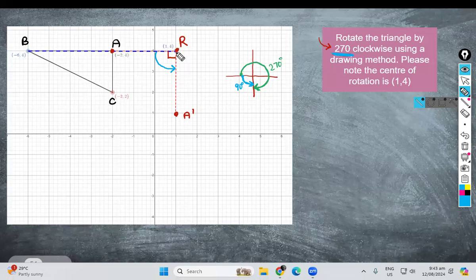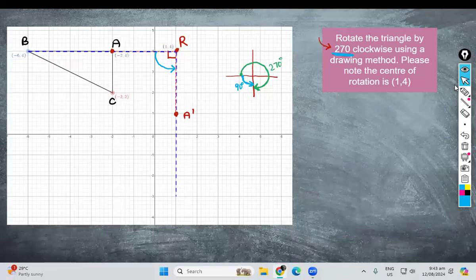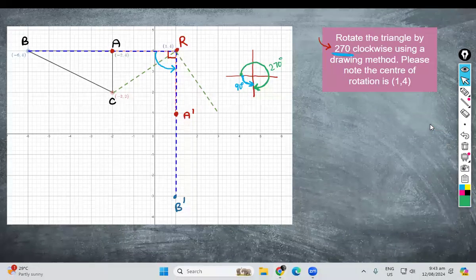Measure the length of that blue line. Use your protractor. Measure 90 degrees. Make sure the two blue lines have the same exact length, right? So B prime will end up somewhere down here. And you do the same thing for point C. Take point C, connect it to R, measure the length of that green line. From the green line, measure 90 degrees with your protractor. Make sure the length of the two green lines are exactly the same and exactly 90 degrees apart. And that will give you C prime.